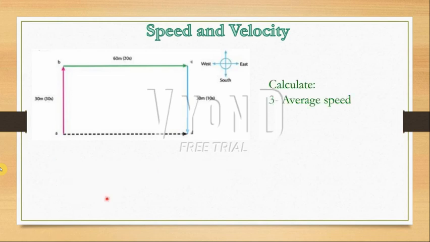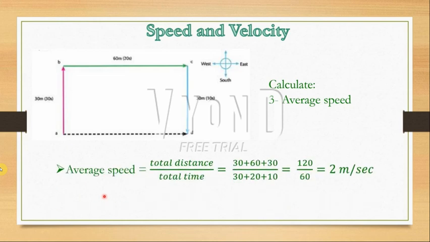Now we need to calculate average speed. Average speed equals total distance over total time. Total distance, 30 plus 60 plus 30, is 120. And total time, 30 plus 20 plus 10, is 60. This means 120 divided by 60, so the average speed equals 2 meters per second.